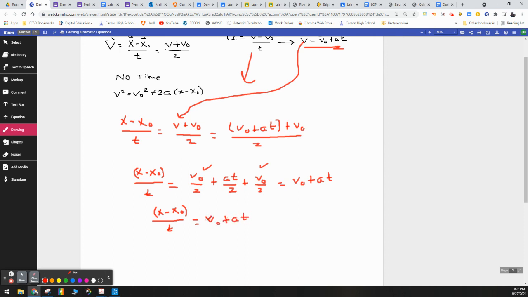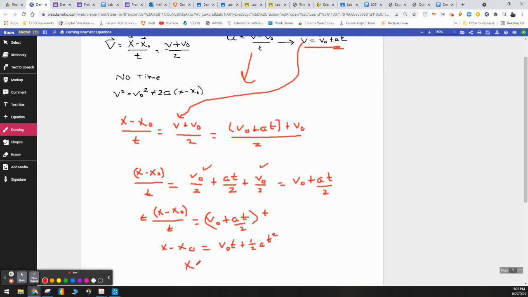Multiply both sides by T. We're going to put this in parentheses here and multiply everything by T. If I do that, I get X minus X0 is going to equal, let's use the distributive property here, V0T plus, now wait a minute, there should be a 2 here. Oh, hold on, there's a 2 here, I forgot. So V0T plus 1 half AT squared. All right, cool.